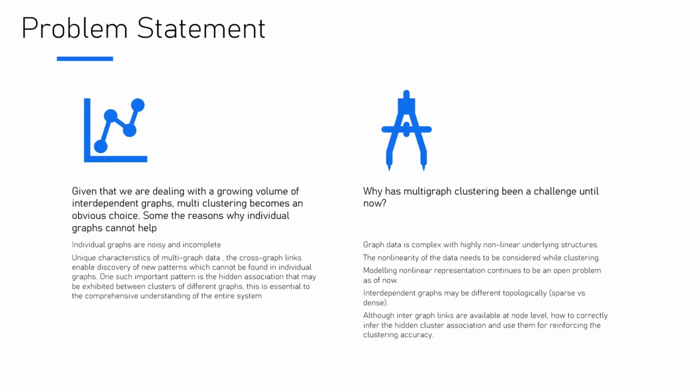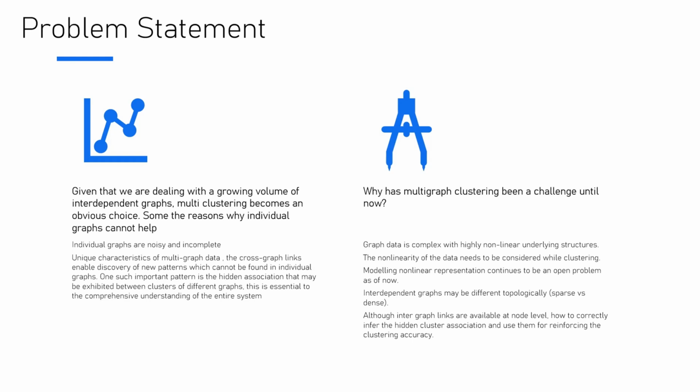Now, the problem statement. Why has multigraph really been a challenge so far? Obviously, graph data has complex, nonlinear, underlying structures. Nonlinearity of the data needs to be considered while clustering, and modeling nonlinear representation has been a problem so far. Between Jan 2020 and now, some more papers have come out which talk about multi-graph clustering with different techniques, which I'm not going to cover as a part of the session.